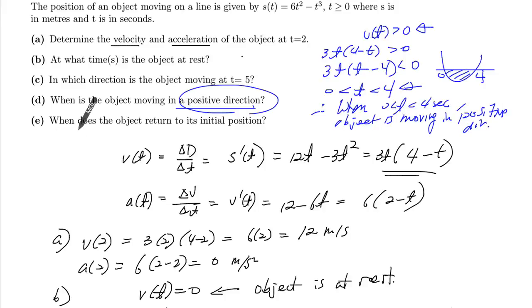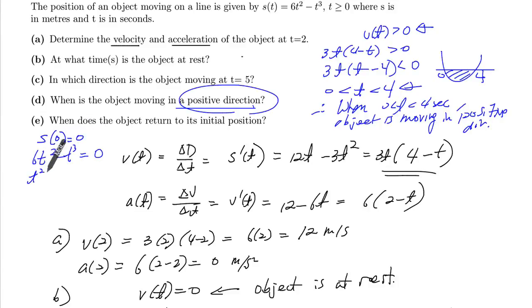Lastly, when does the object return to its initial position? Well, we first have to check what is the initial position. So initial position is when s at 0. Plug in 0, we get 0. In other words, it's asking you to solve for what value of t we are going to get s to be 0 again. So solve when this is equal to 0.